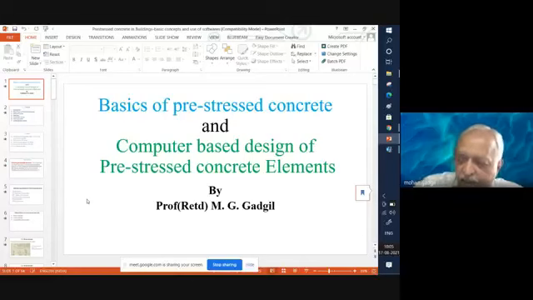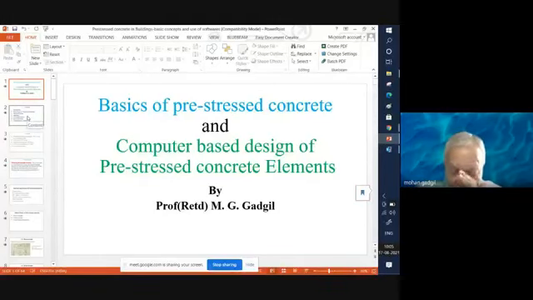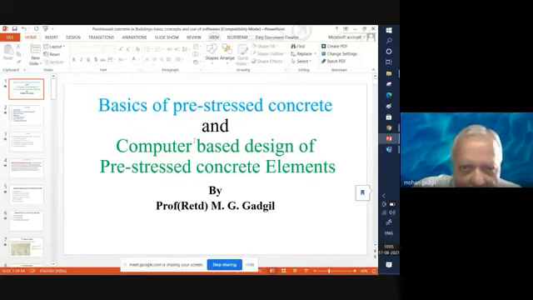Prior to that, I am going to discuss again the same point which Professor Sangle has covered very briefly. I will take maybe 5 to 10 or 15 minutes for brushing up the basics of prestressed concrete, and then we will go with the use of software in the analysis and design of prestressed concrete beam and slab.